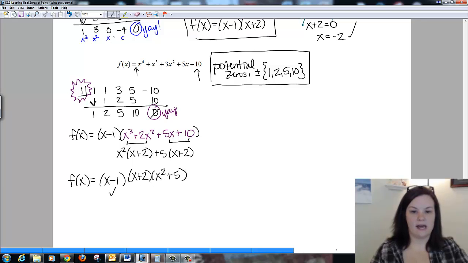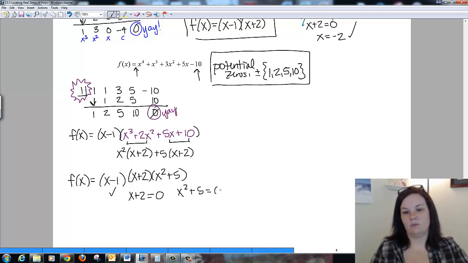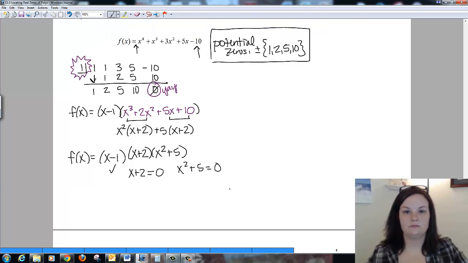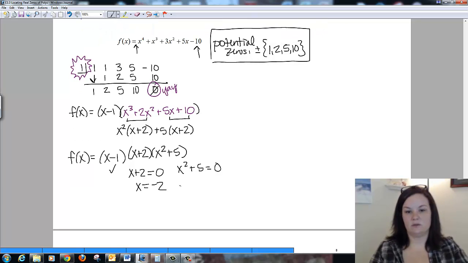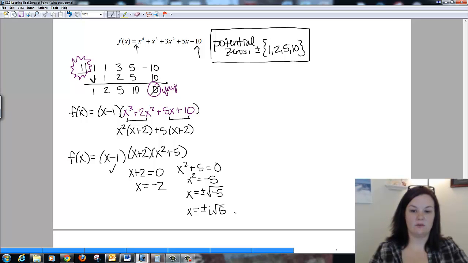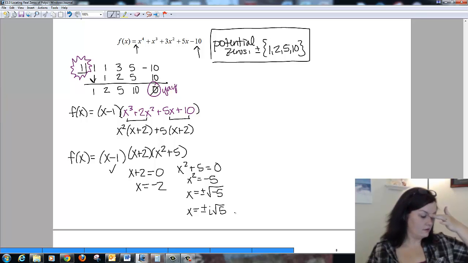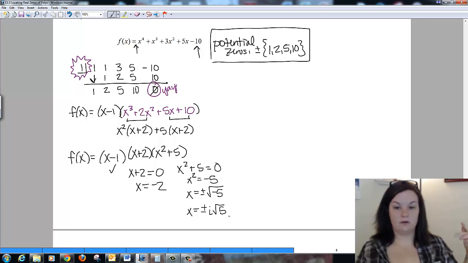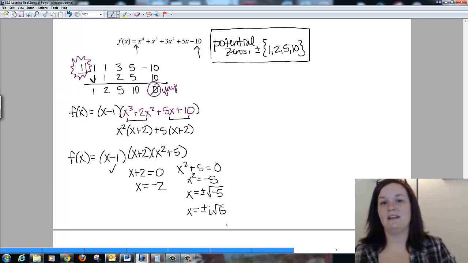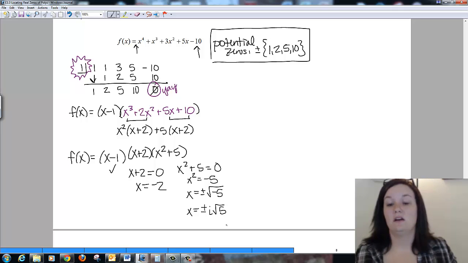Okay. This one I already have. I need to solve these other two. So x plus 2 equals 0, x squared plus 5 equals 0. So I end up with x equals negative 2 when I move my 2 over, and I get x squared equals negative 5, which when I take the square root, I get plus or minus the square root of negative 5, which is equal to plus or minus i root 5. Okay, or if you want to write it as plus or minus square root of 5 i, that's fine. Just make sure the i is not underneath the little radical.